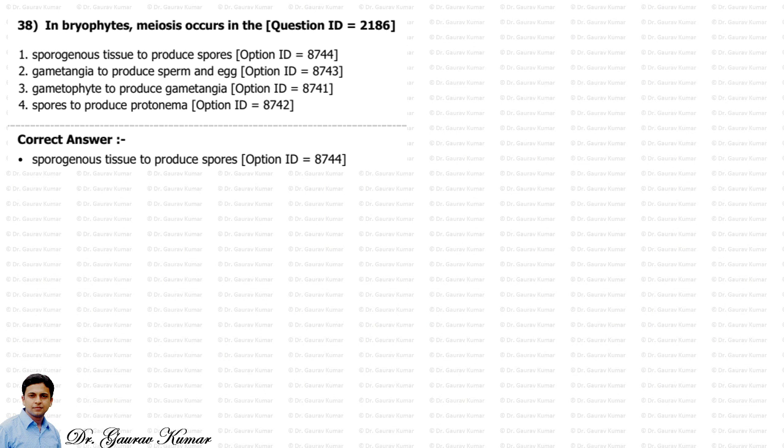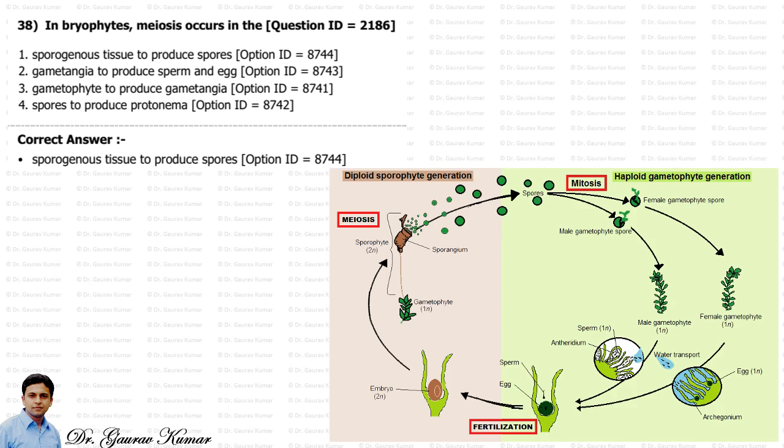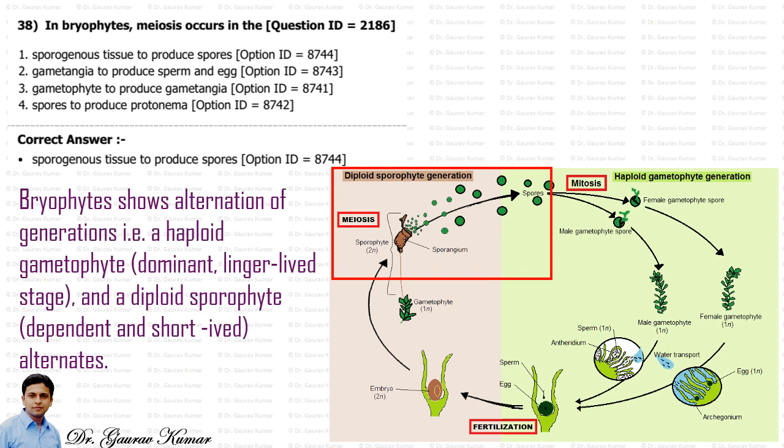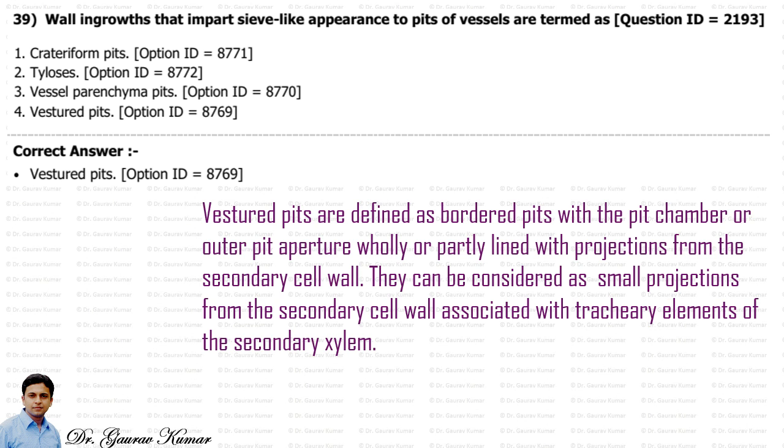Next question. In bryophyte, meiosis occurs in. This is again a repeat question. You might have recognized this diagram which I have drawn earlier also. Although I have not drawn this diagram, I have just pasted it from somewhere. So they are asking about this stage which is in the red bracket. Bryophytes show alternation of generation, that is a haploid gametophyte which is the dominant and longer lived stage, and a diploid sporophyte which is the dependent and short lived stage. And you can see here that when the sporogenous tissue forms the spores, meiosis occurs, that is shown in the red box.